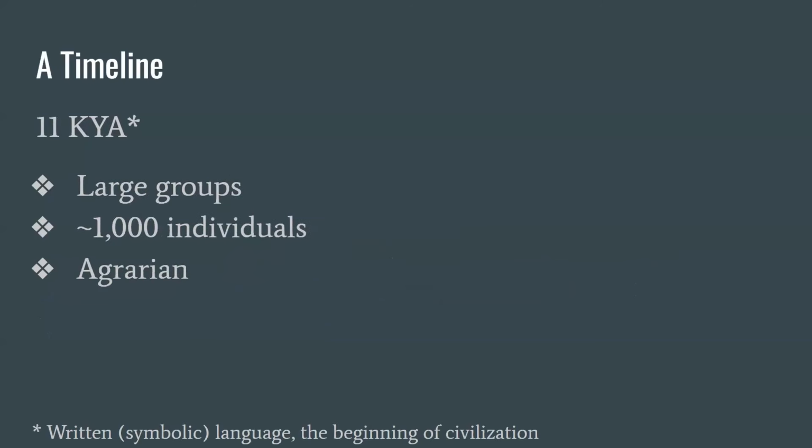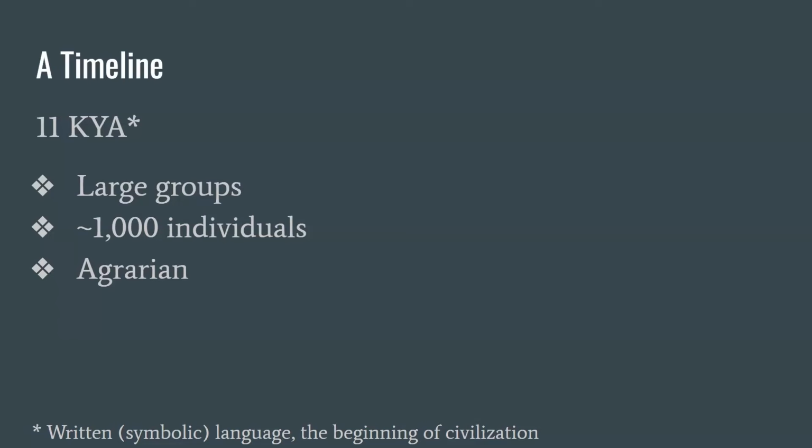11,000 years ago, another brain mutation gives us the ability to communicate with symbols. So we can write now. We can support larger groups. We figured out that if we stay in one place, we can grow crops and raise animals in pens, and we don't have to be nomads anymore. So we became agrarian. And when you become agrarian, now you can support a population of 1,000 people in one space.